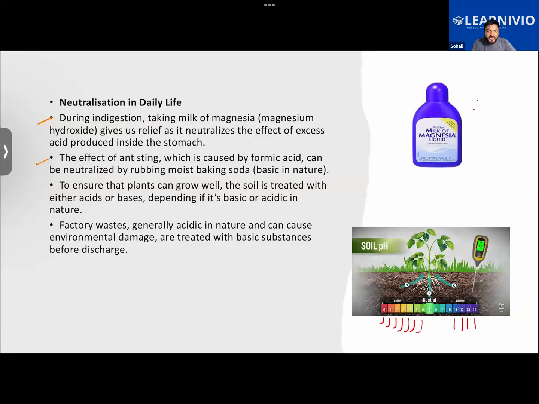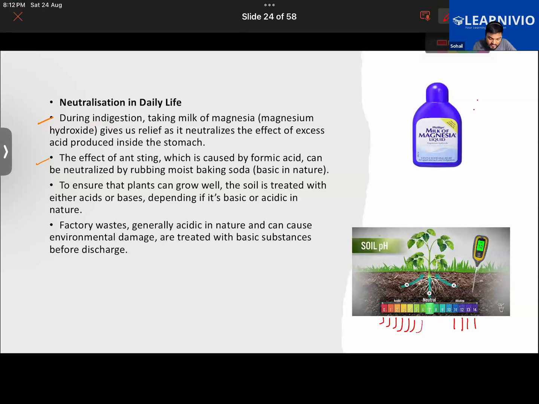During indigestion, milk of magnesia, which is a base, is taken. It neutralizes the effect of the excess amount of acid produced in our stomach, thereby giving us relief. Furthermore, consider the effect of an ant sting. The ant sting contains which acid? Formic acid, right?